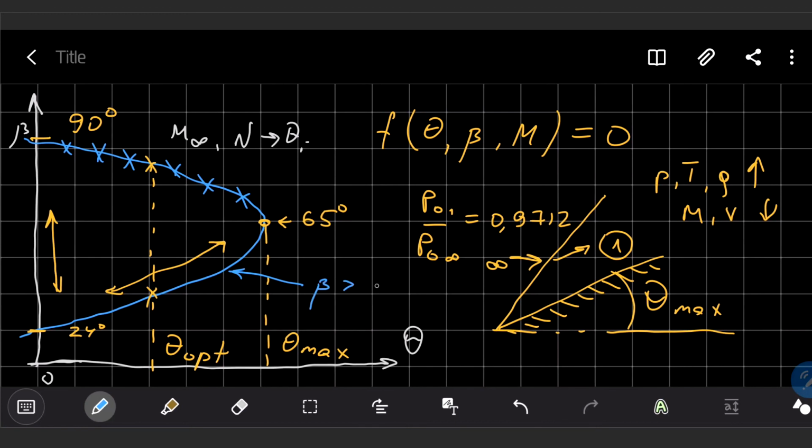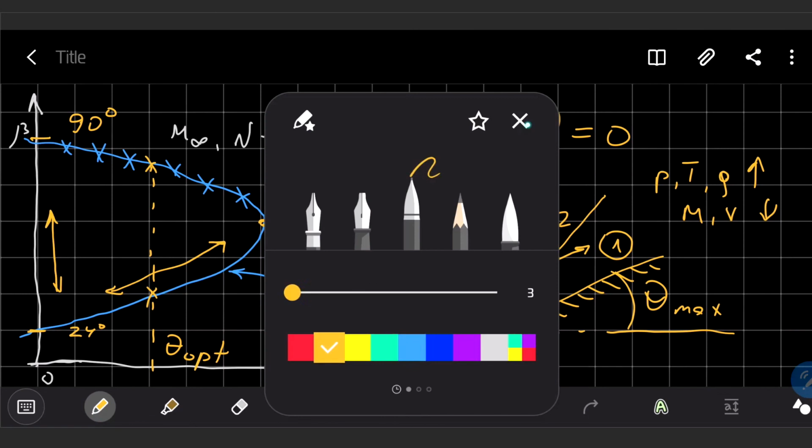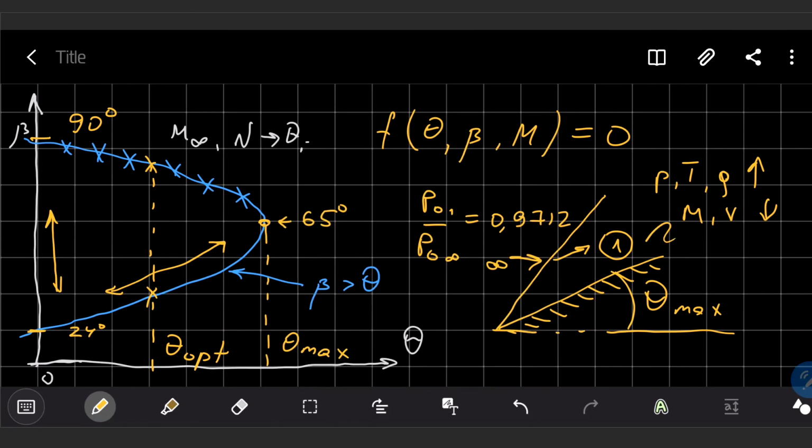Okay, so this is a general relation. Your beta, the angle of the shock wave, is always bigger than the angle of the body. And physically you can see it, right? If we go back to this small schematic which I made here, the angle of the shock wave is outside of the body. So this is why beta is always bigger than theta. And this is quite obvious from physics, right?